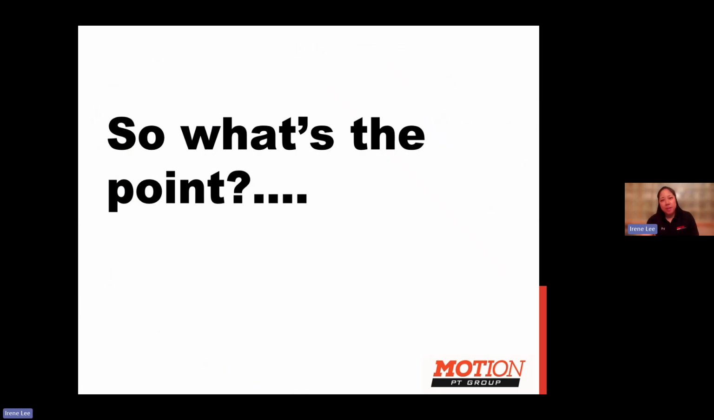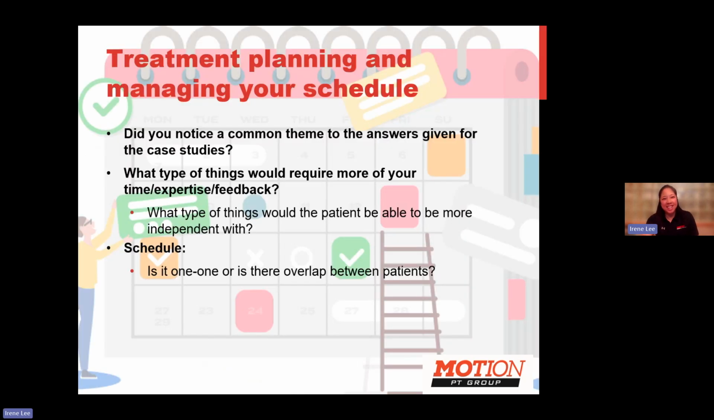So what's the point of all this besides talking about all my patients? Do you notice a common theme to the answers that you're given for these case studies? What kind of things would require more of your time, expertise, and feedback? And on the flip side, what kind of things can the patient do independently? You want to identify what requires your absolute one-on-one.